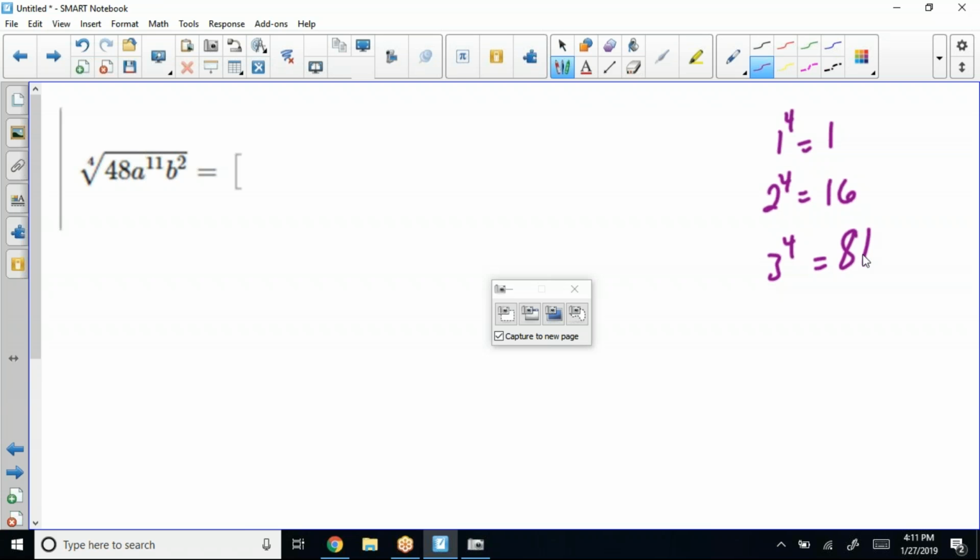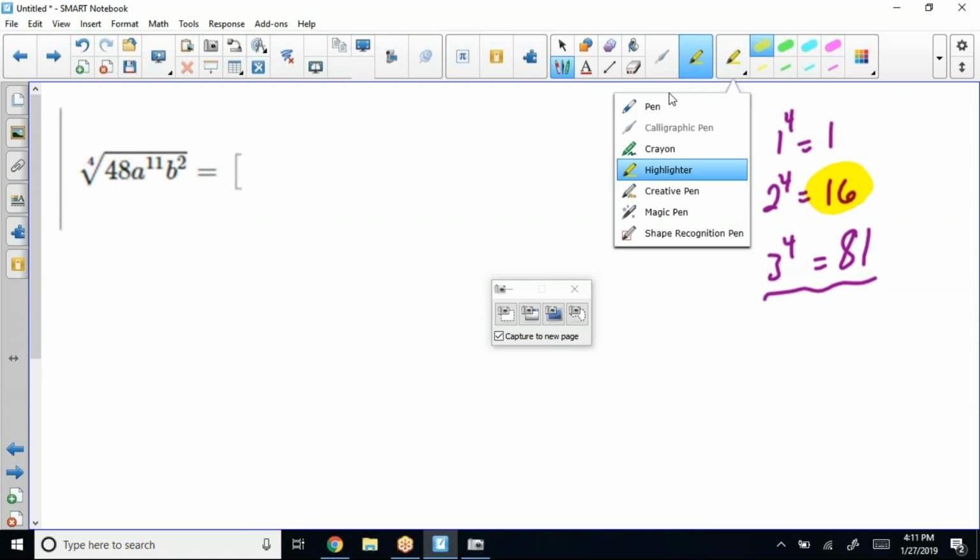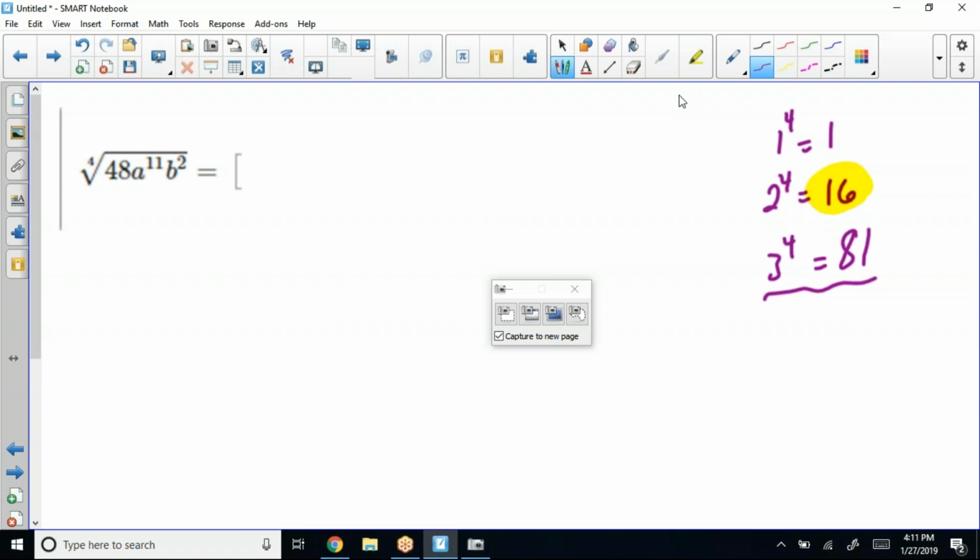Now, 81 is above 48, right? So I don't have to worry about that one. Really, the only one that I have an option of being a factor to be able to simplify this would be 16, which is 2 to the 4th. So what I need to do is this.